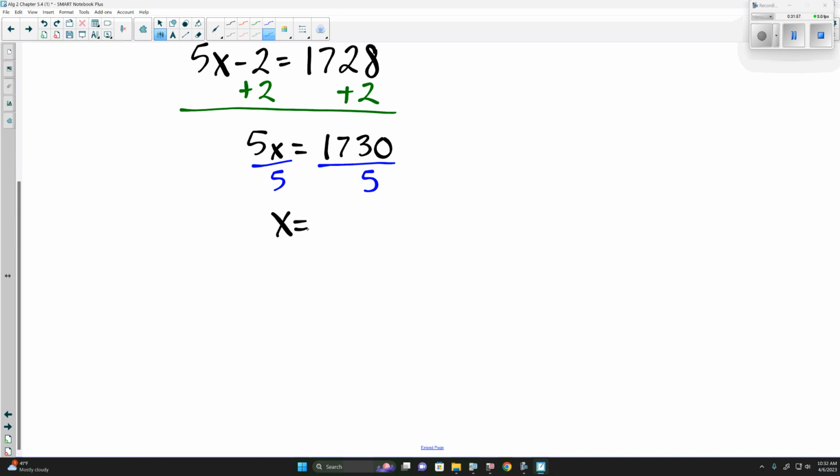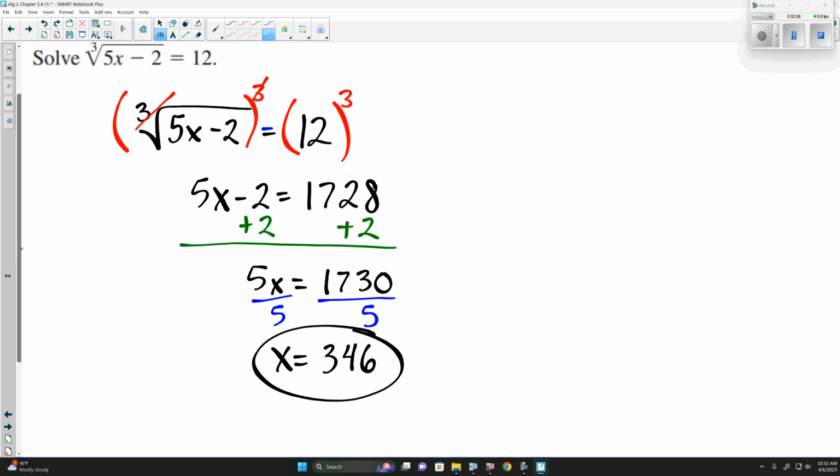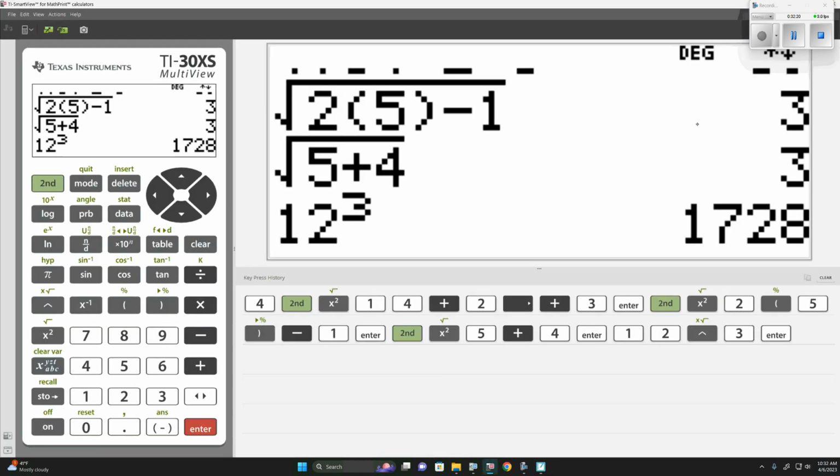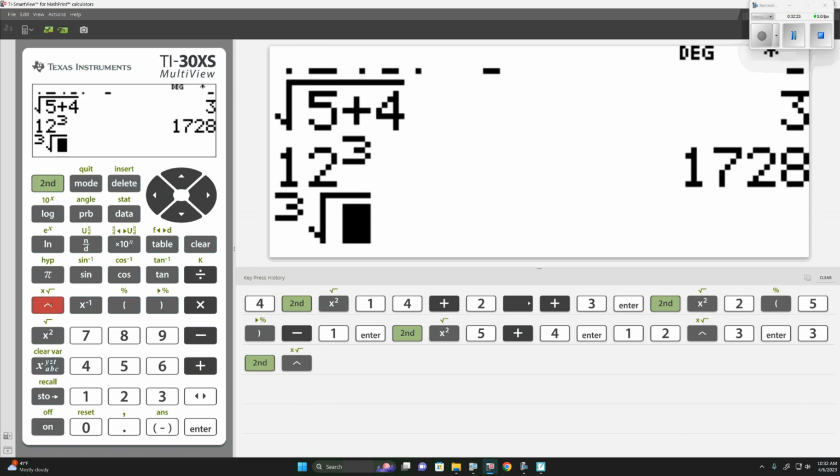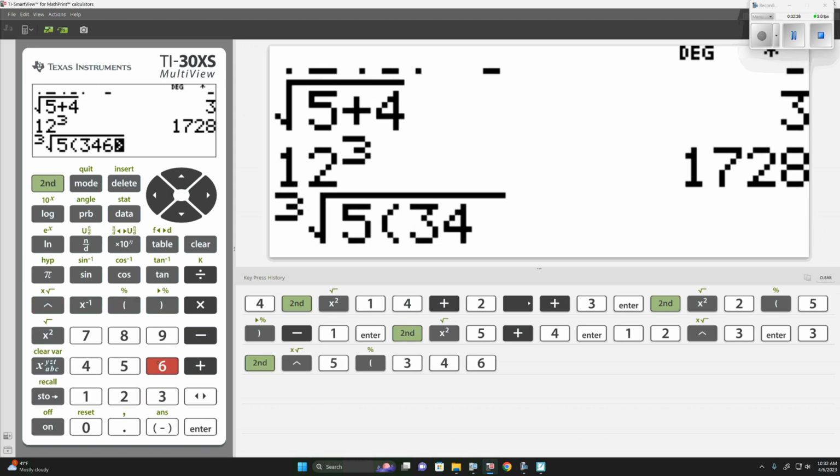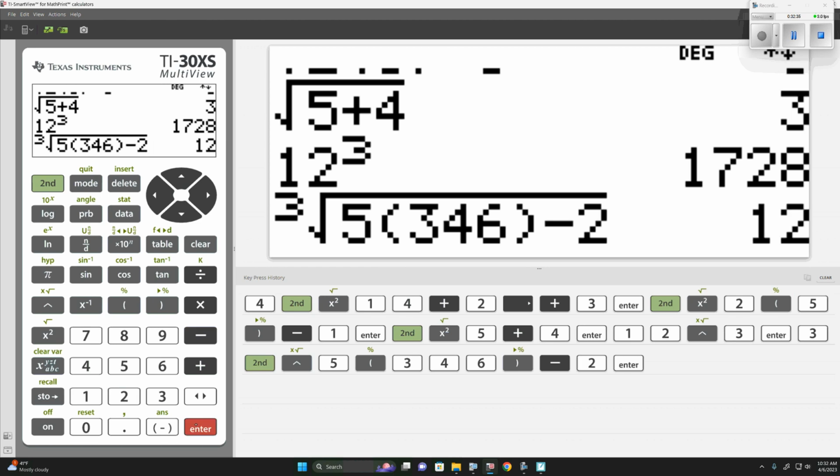Does 1,730 divide by 5 nicely? Yes, because we would have 346. And that'd be our final answer. And again, we could plug it back in to check it. Because I could say the cubed root of 5 times 346 minus 2 equals 12. Was it minus 2 or plus 2? Does equal 12.